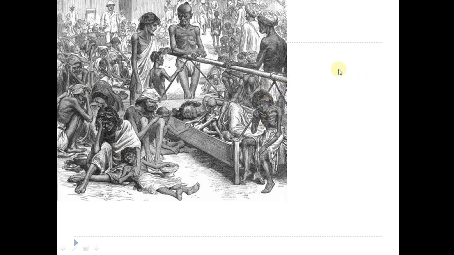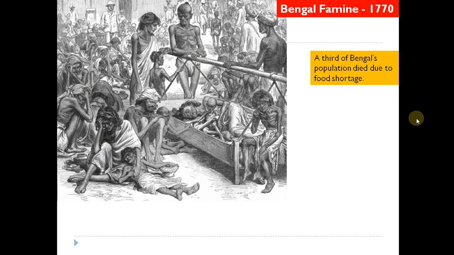Which event does this picture depict? It's a scene from the Bengal famine, 1770. A third of Bengal's population died due to food shortage. When I say Bengal, I don't mean only West Bengal. I mean West Bengal, Bangladesh, a part of Bihar and a part of Orissa. It's a large territory and there are so many people, numerous people. A third of such numerous people dying because of food shortage?